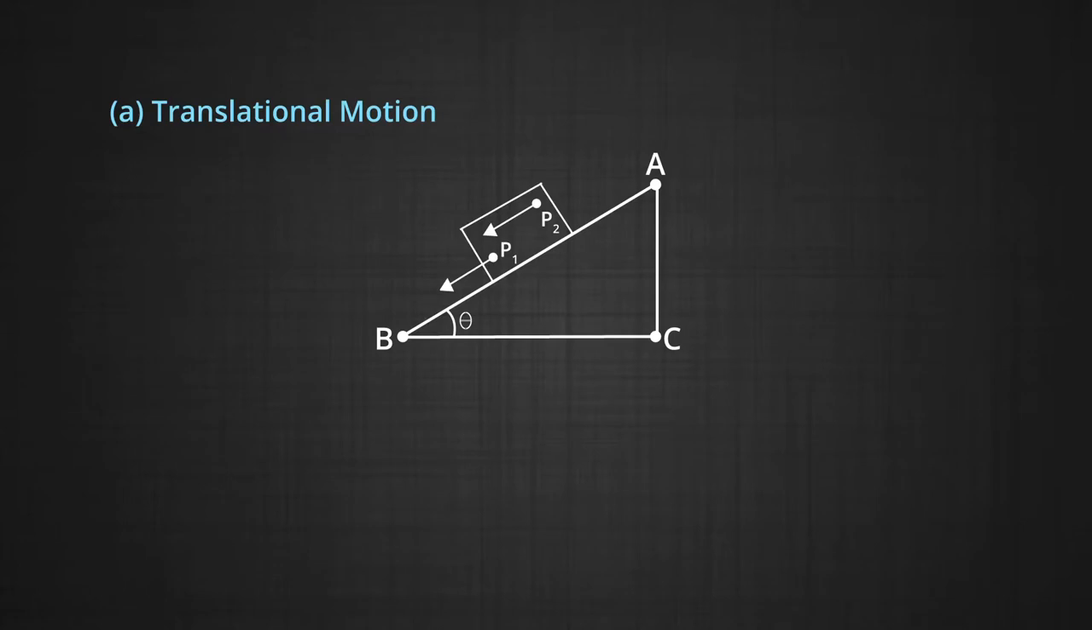The block is a rigid body. Its motion down the plane, as shown in the figure, is such that all the particles P1, P2 and the rest of the particles are all moving together. That is, they all have the same velocity at any instant of time. The rigid body here is said to be in pure translational motion.